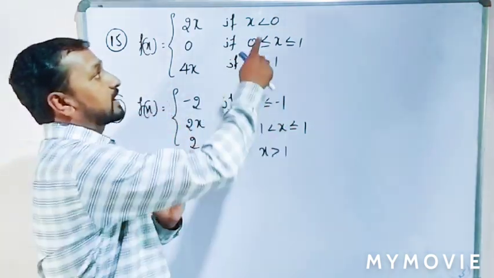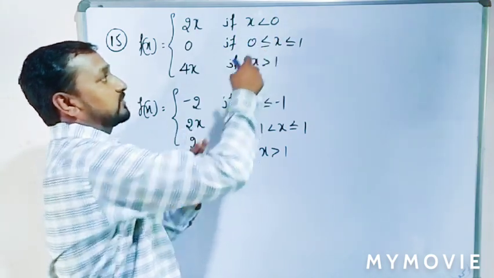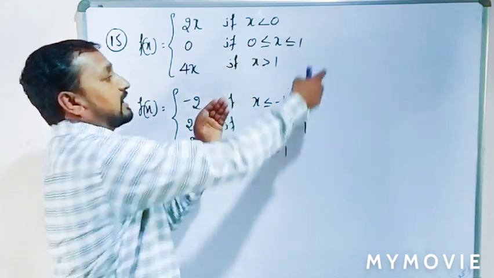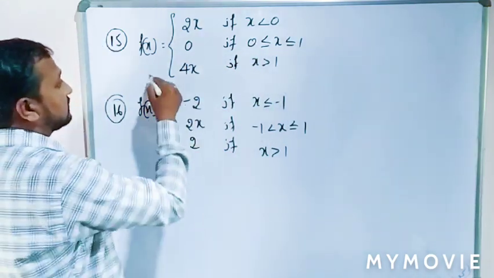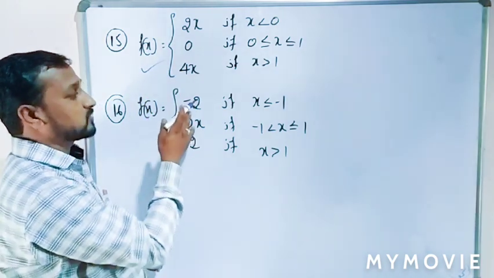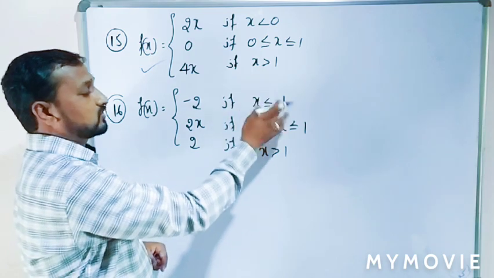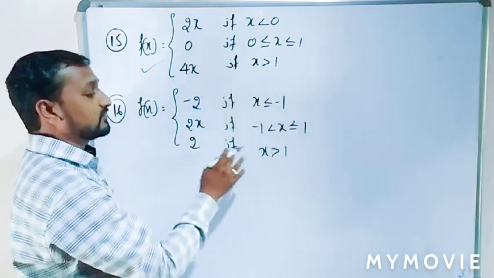Here there are only two conditions to check: the left hand limit and right hand limit at 0, and at x equal to 1 only. This next example is also the same: f of x equal to minus 2 if x is less than or equal to minus 1, 2x if x lies between minus 1 and plus 1, 2 if x is greater than 1.